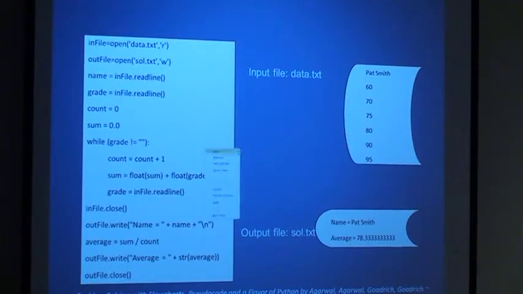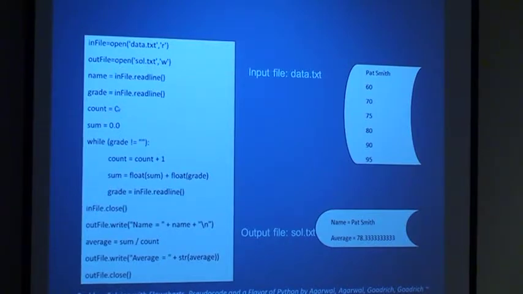And let me go back. Okay, let's do it backwards. From the Python, we'll go back to the pseudocode. Open this for read. Open solution sol.txt for write. This file has nothing right now. Read the first line, get the name. Read the first grade, because we are going to check for grade being not null over here. And count is 0, that's how many grades we read.